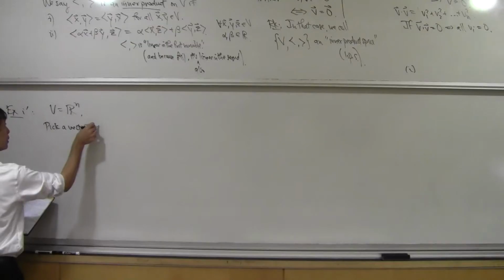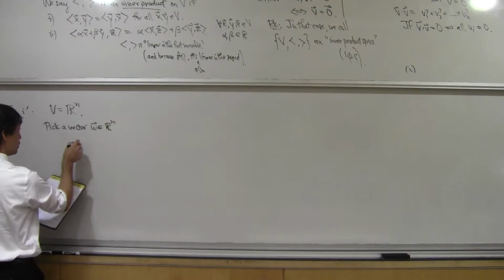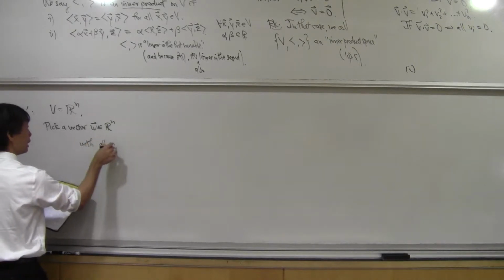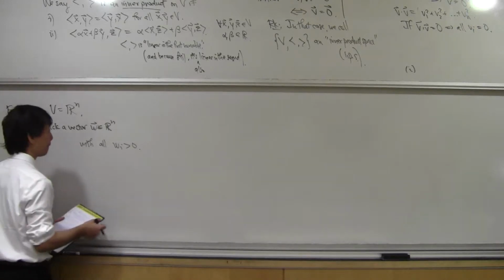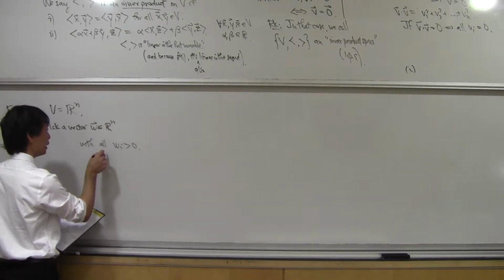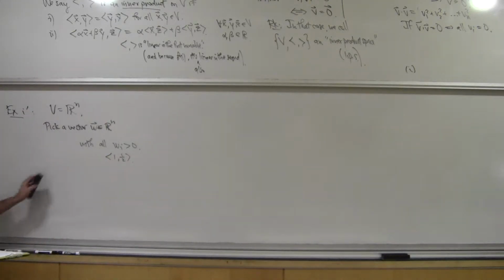We create, pick a vector W in R^n where all the entries are bigger than 0. So if we're in R^2, (1, 1/2) would be an example, any vector where all the entries are bigger than 0.